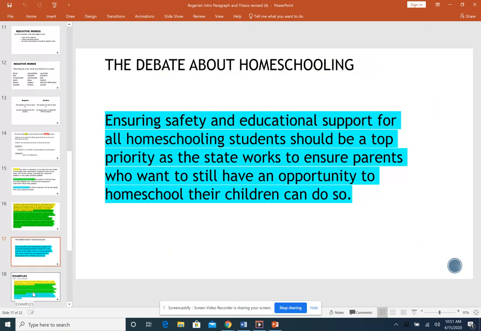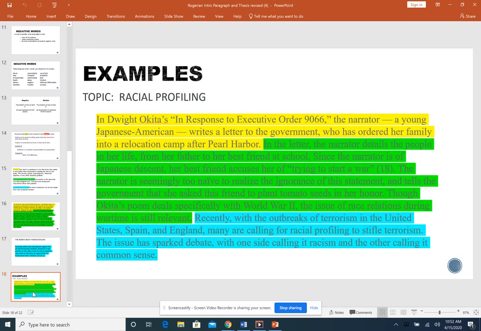And then my thesis statement: ensuring safety and educational support for all homeschooling students should be a top priority as the state works to ensure parents who want to still have an opportunity to homeschool their children can do so. So in this, I'm saying that my common ground, my compromise, is ensuring safety and educational support for homeschool students. And then I'll address how to do that. Okay, let's look at this other example.